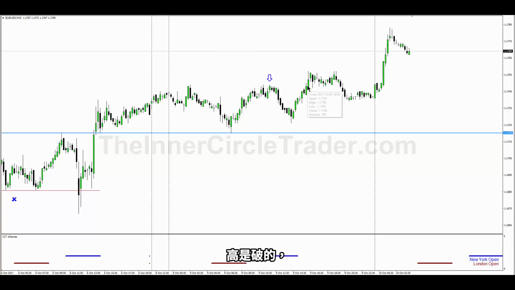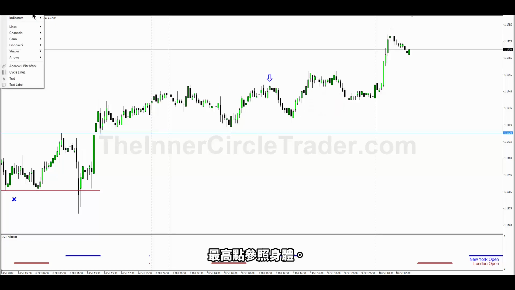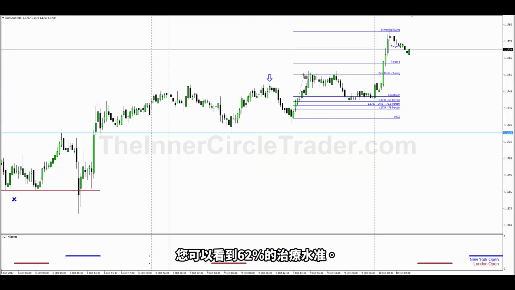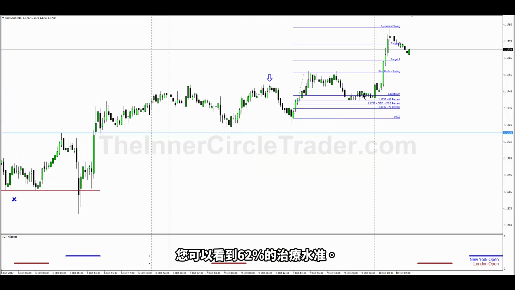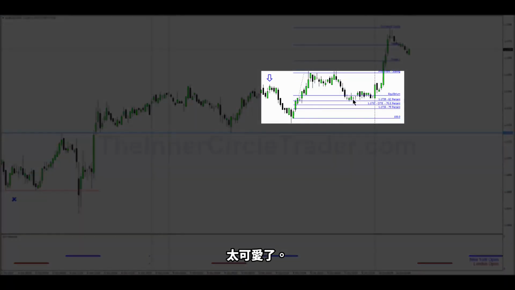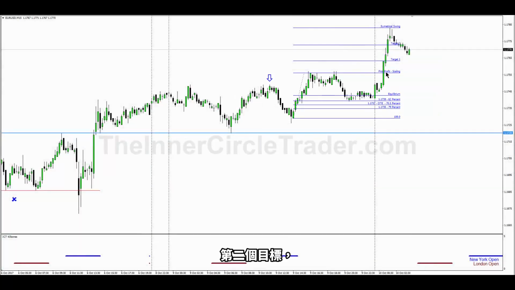High is broken, so you use the low up to the high, highest point, in reference to the body. Okay, draw that up like that. You see 62% retracement level, nails it lovely. Price rallies up. First target, yes. Second target, yes. Right in here. And symmetrical price swing, exactly to the high.